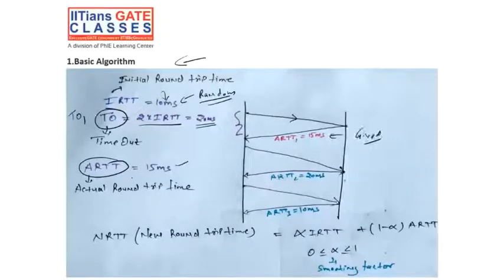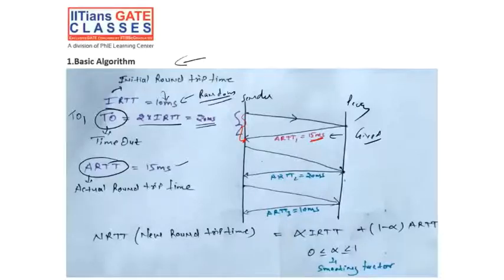When the acknowledgement comes to the client, let's say this is the sender and this is the receiver, now you can calculate the actual round trip time. The actual round trip time is 50 milliseconds, right? This value is given.